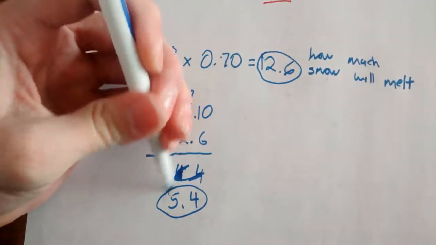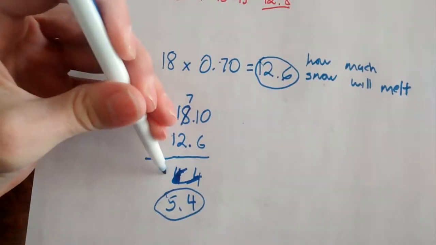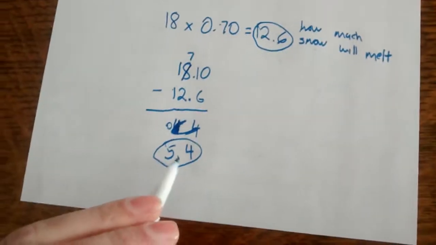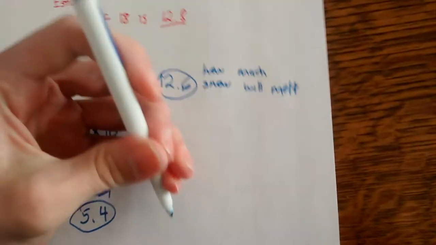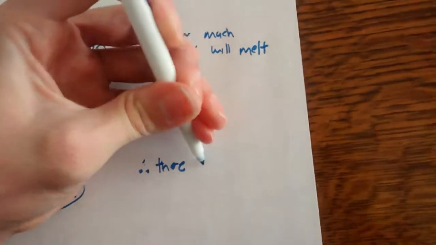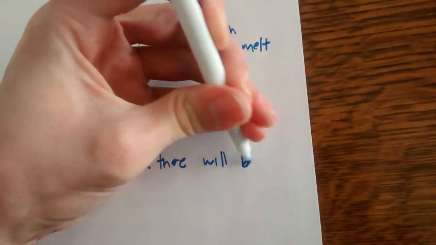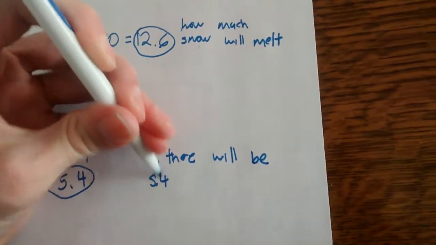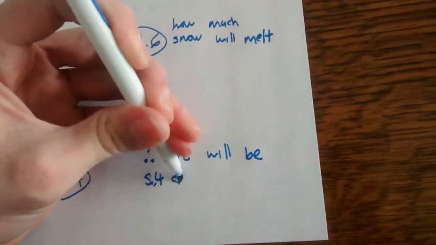So there will be 5.4 centimeters of snow after 2 weeks. Therefore, there will be 5.4 centimeters of snow.